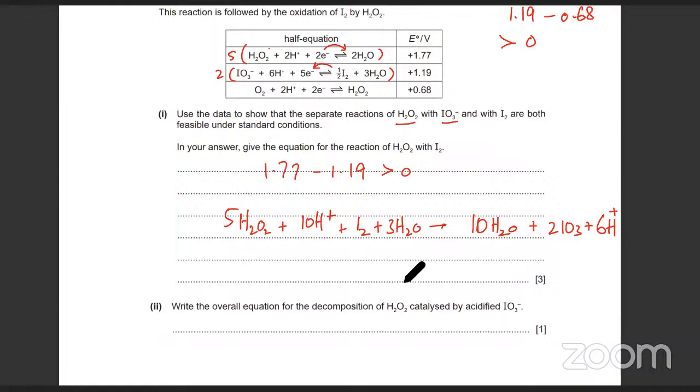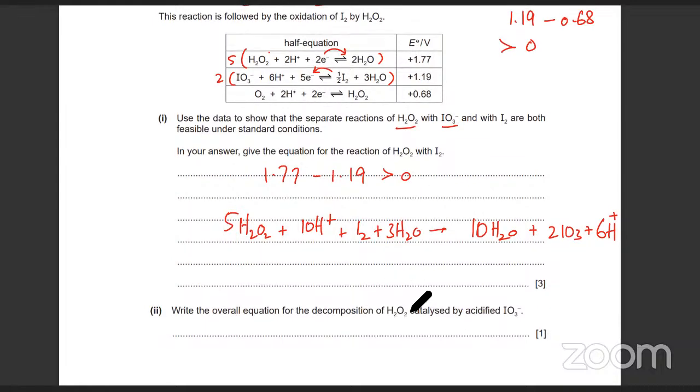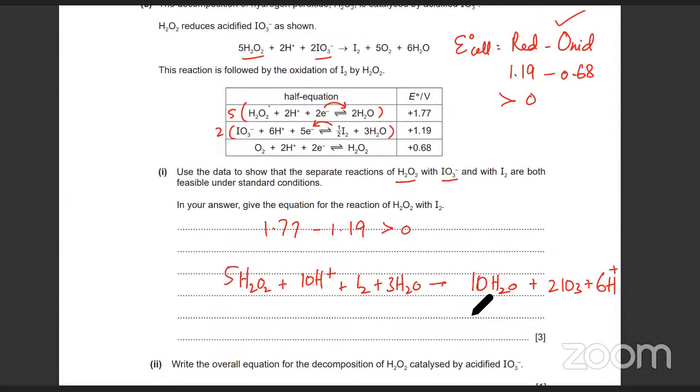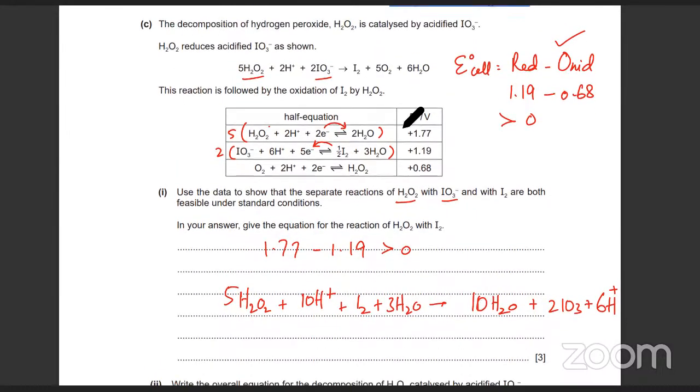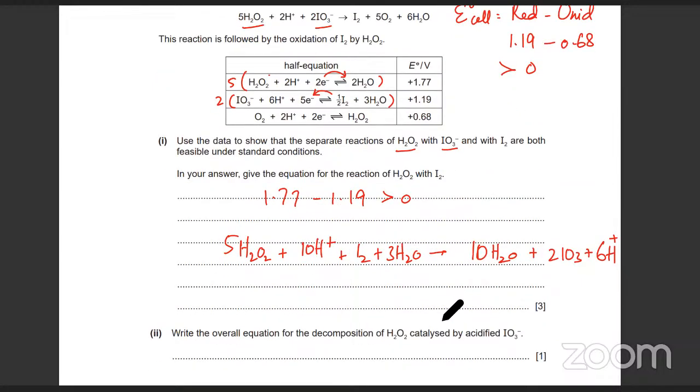And then he says, write the overall equation for the decomposition of H2O2 catalyzed by IO3 minus 1. I think it's an overall equation where the first reaction and the second reaction need to be added up. So the first reaction and the second reaction need to be added up, and you can come up with this equation, the overall decomposition of H2O2 catalyzed by IO3 minus 1.